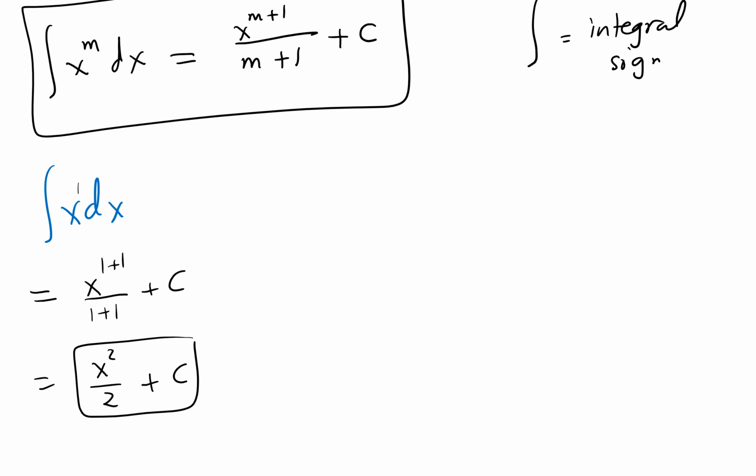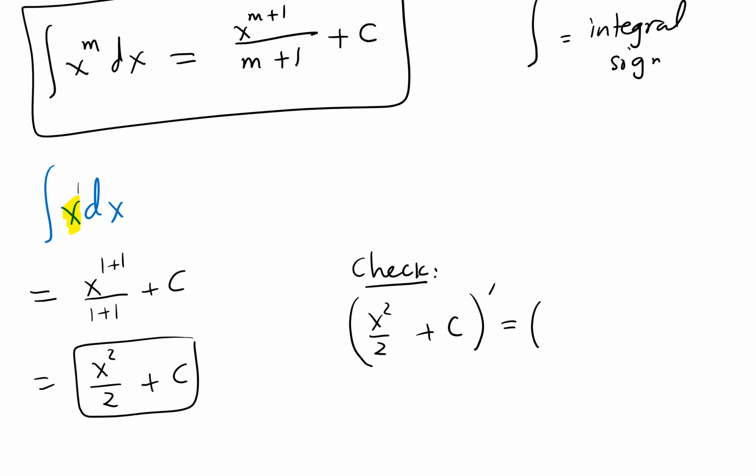Why do we put the c? Well, this is how we check the answer. c is a constant. To check if you got it right, you take the answer, x squared over 2 plus c, and differentiate it, find the derivative. You should get the integrand, which is x. If we get x, then we are on the right track.